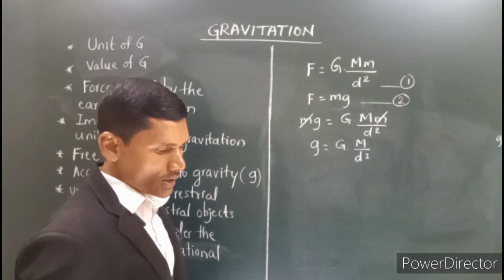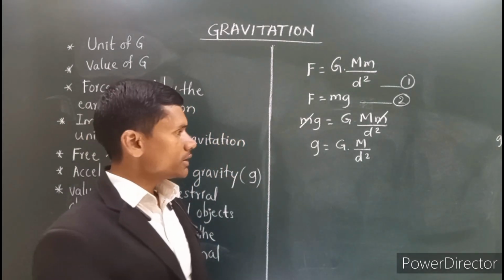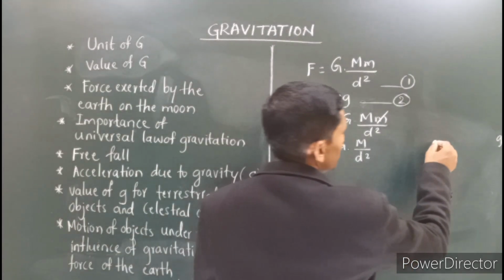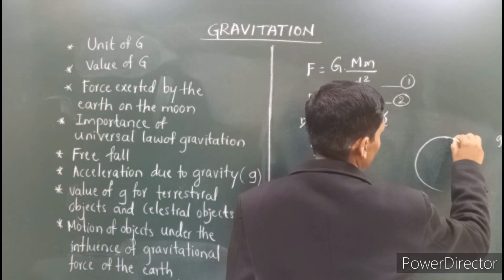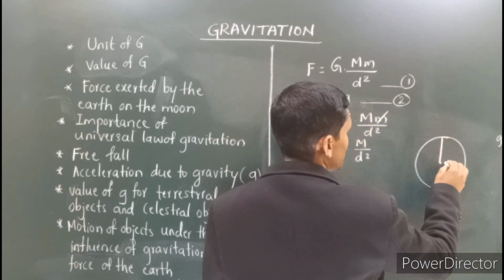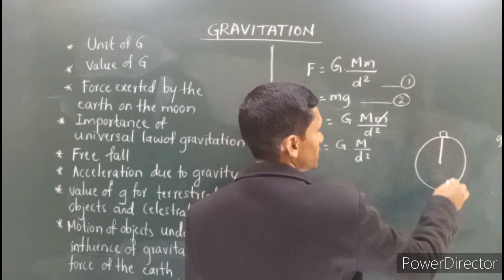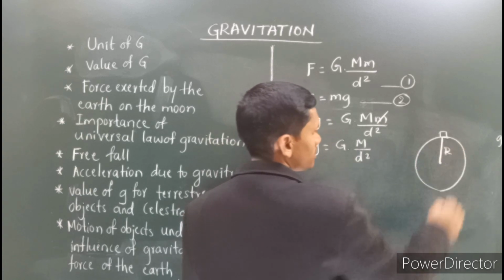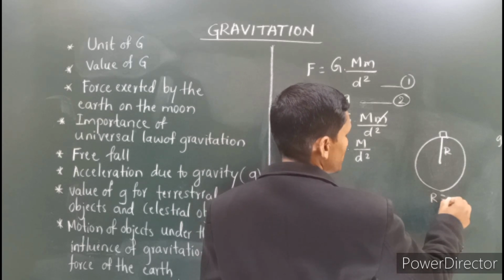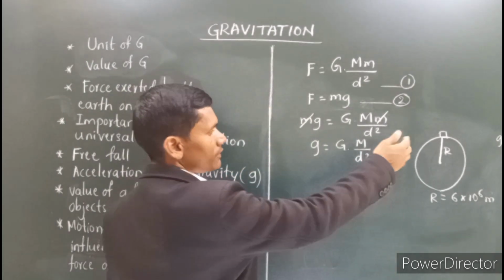In order to calculate this, we have to consider the objects in two cases. In the first case, we can consider the object when it is on the surface of the earth or near the surface of the earth. When the object is near or on the surface of the earth, what happens? This is the center of the earth and this is the object, for example. Now the distance between the object and the center of the earth is nothing but the radius. This distance is nothing but the radius. The radius of the earth, as we already know, is R equal to 6 into 10 to the power 6 meter. This is the radius of the earth.